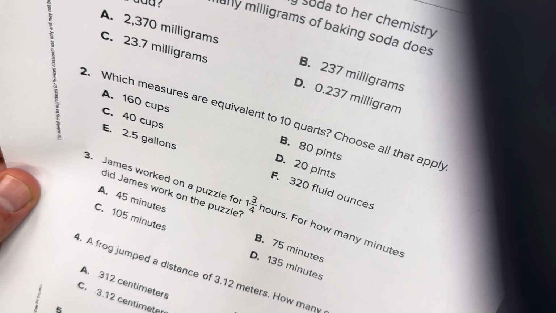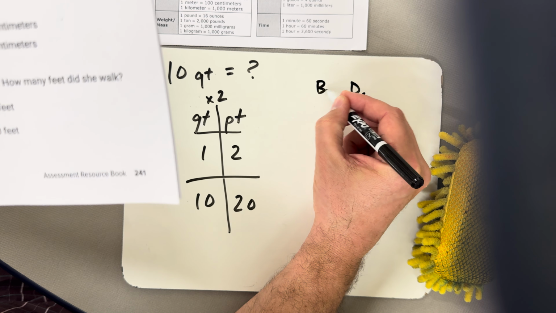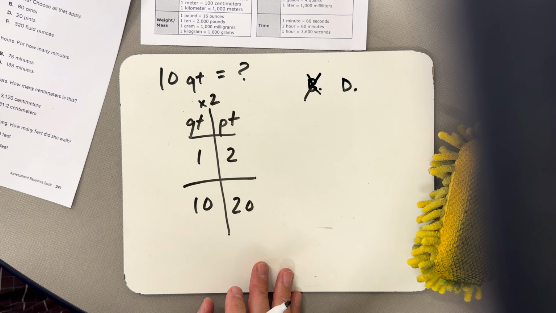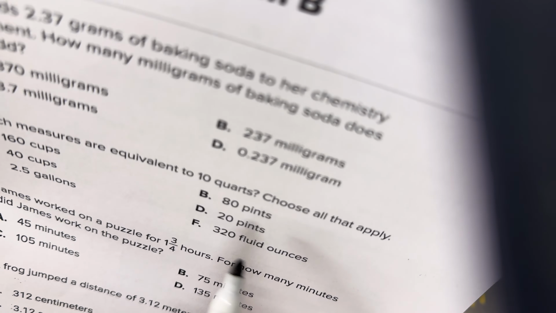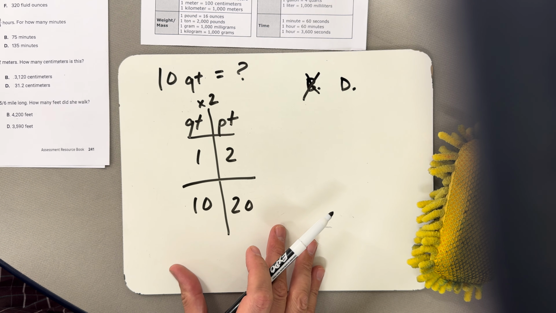Also means any other pints are wrong. So B would be wrong. Okay? Does that make sense? Because we figured out that 10 quarts equals 20 pints. So it can't also equal 80 pints. That doesn't make sense.